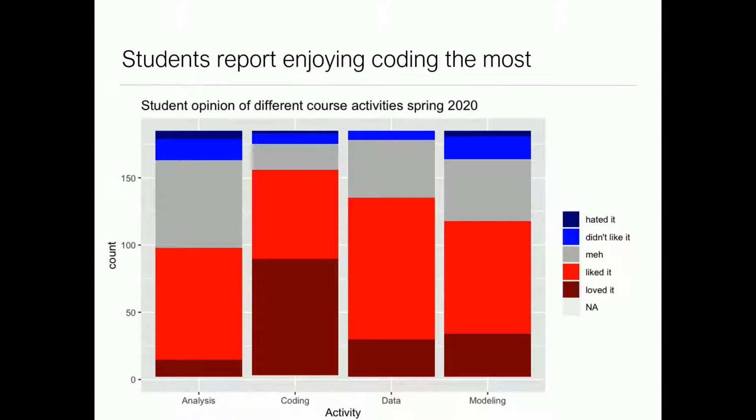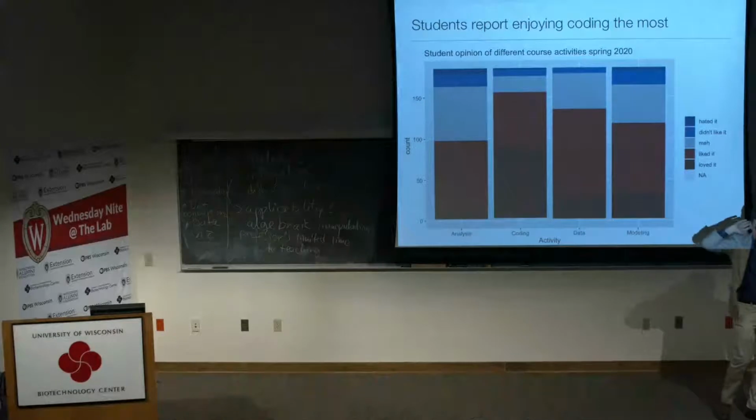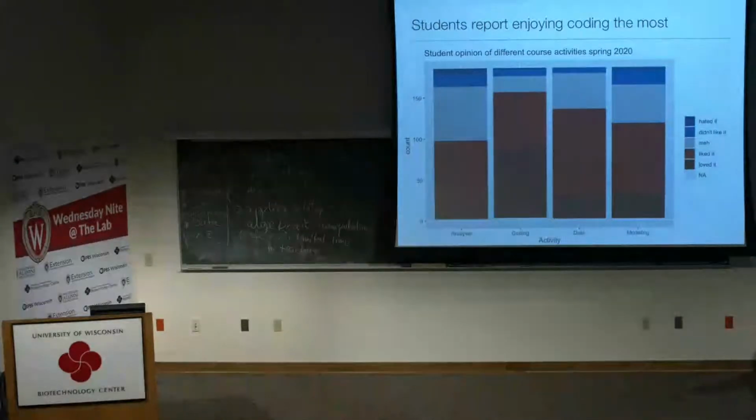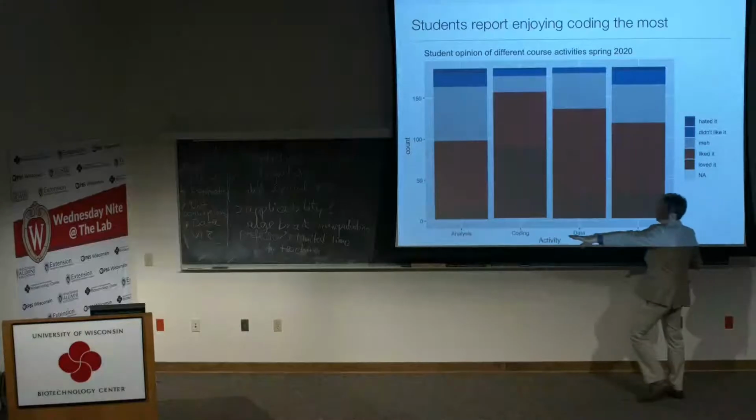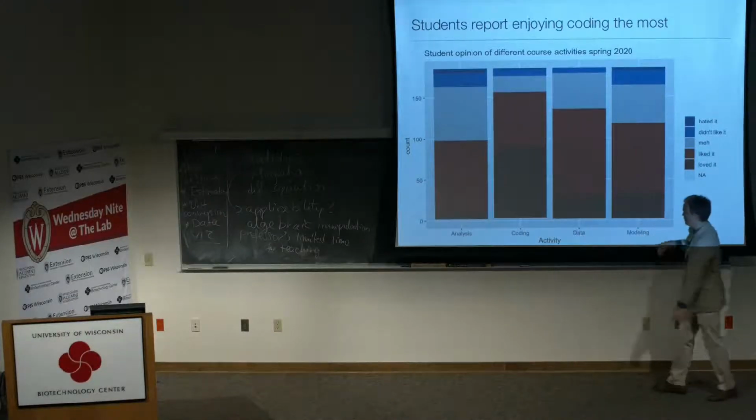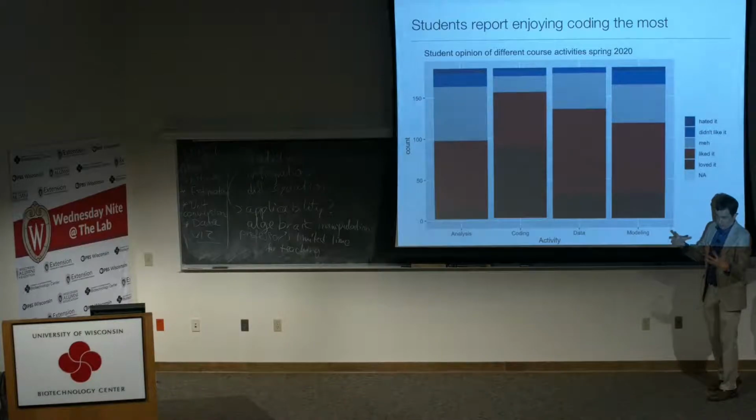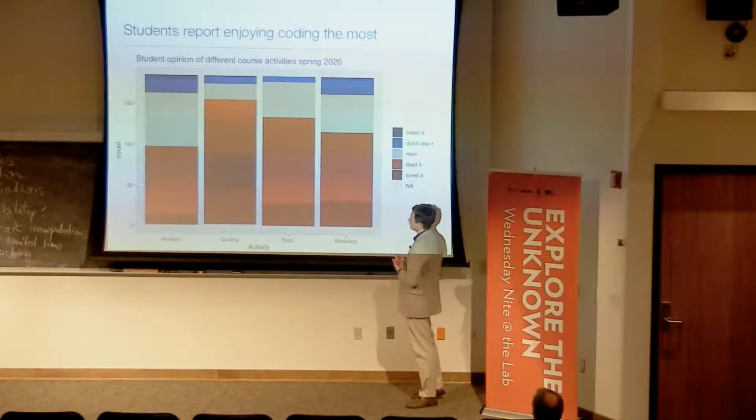My options for them, this is like an informal Likert scale. Did you love it? Did you like it? Was it meh? Did you not like it? Or did you hate it? For the four different things that I try to incorporate into the course: the math analysis, the coding, data analysis, or modeling, like building models, which we did to some extent.